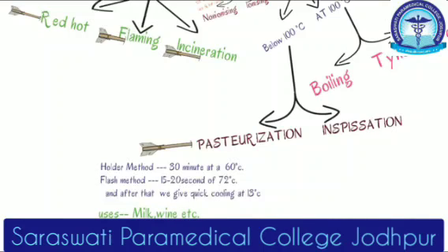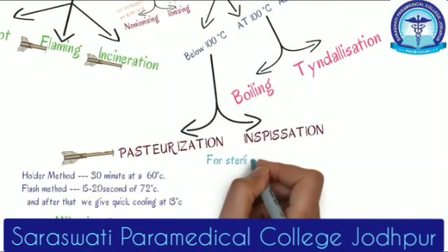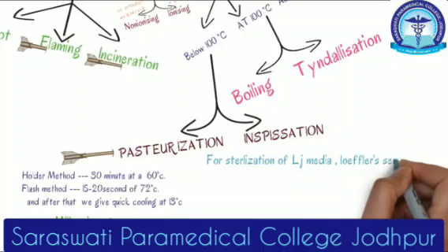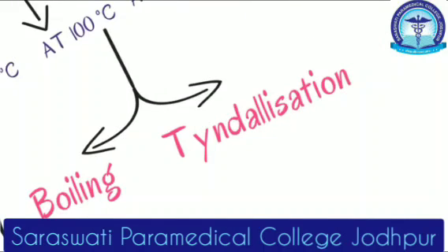Inspissation is mainly done for media like Loeffler's, which contain egg that may coagulate at high temperature. The time and temperature for that is 85 degrees Celsius for 30 minutes for 3 days. Remember these 3 days. In the case of boiling, boiling kills the bacteria but not the spores.